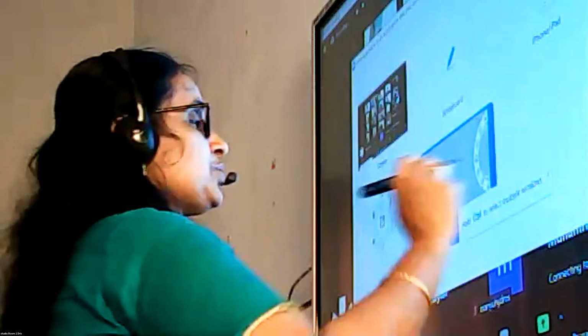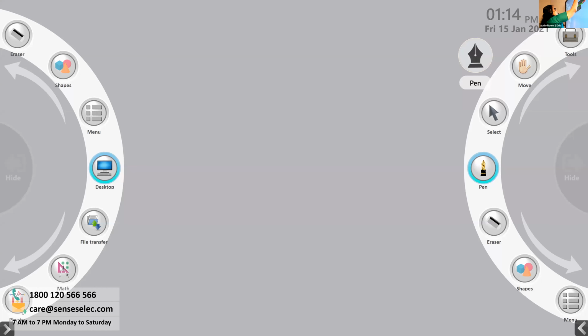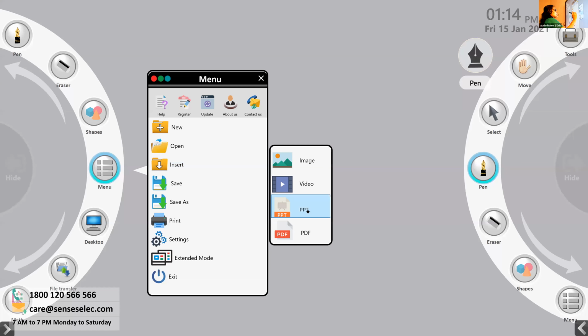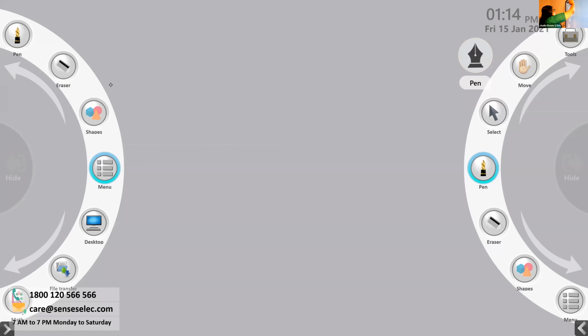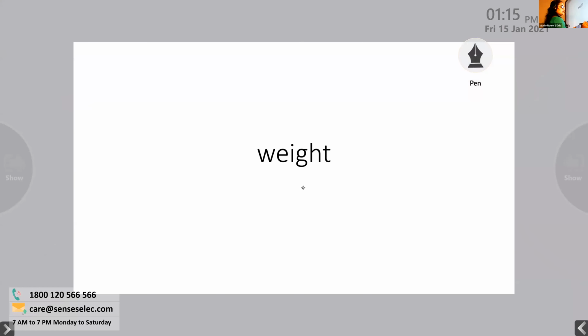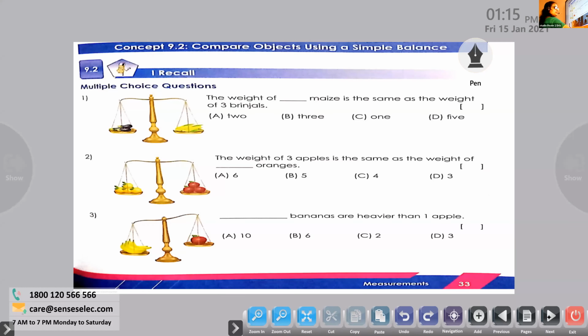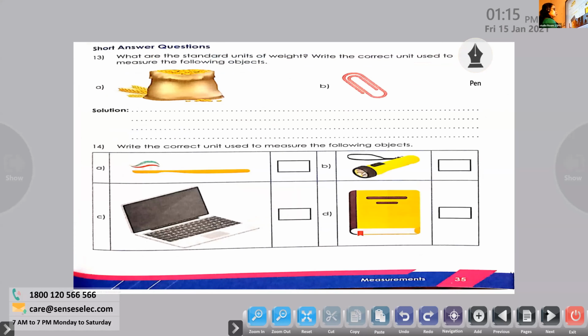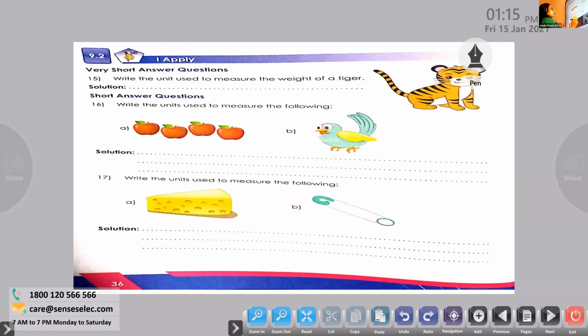I'm going to share the board. I will show you the page on the board now. Yes, one second, children. This is page number 33. We have completed it. Page number 34 is completed. Page number 35 also. And page number 36, from question number 15, we have to start, isn't it? Okay, let us start now.